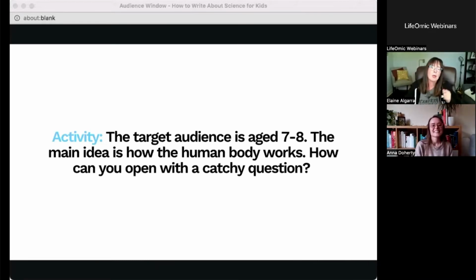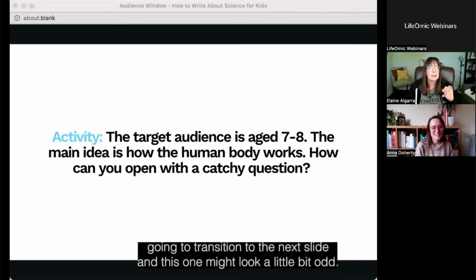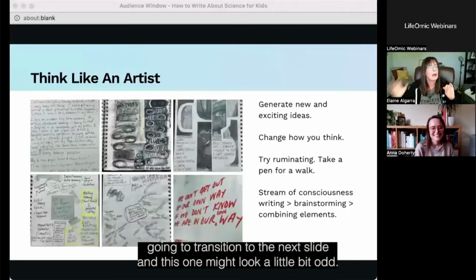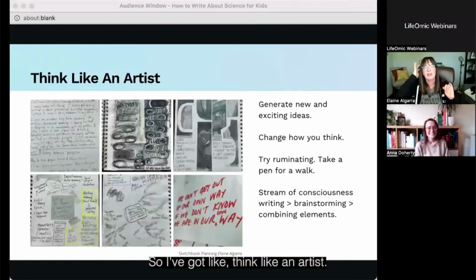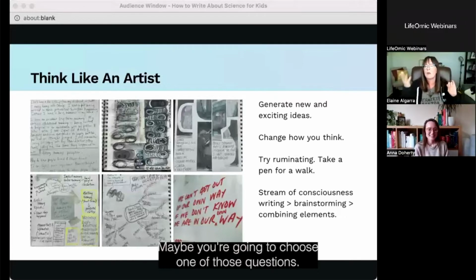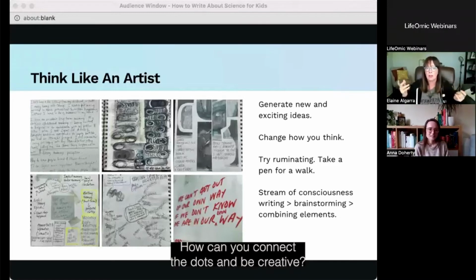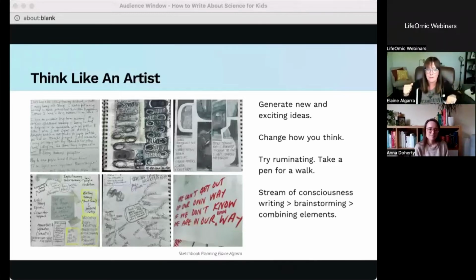So as you're thinking of those, I'm going to transition to the next slide. And this one might look a little bit odd. I've got "think like an artist." So maybe you know what you want to write about. Maybe you're going to choose one of those questions up there, but how can you get started? How can you connect the dots and be creative?